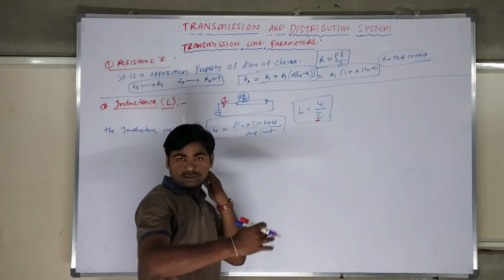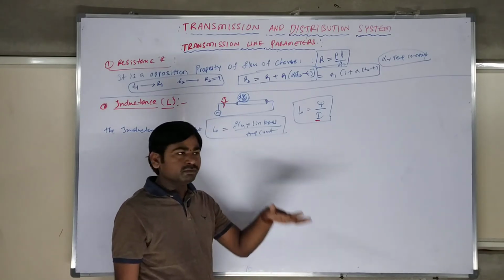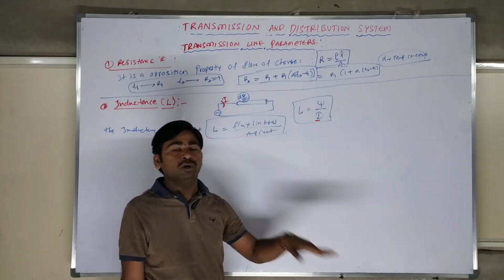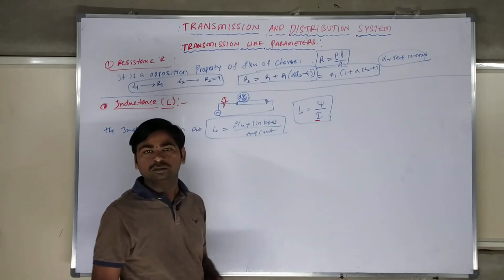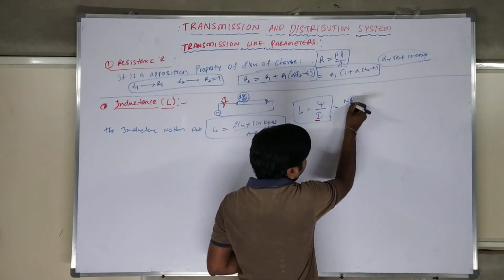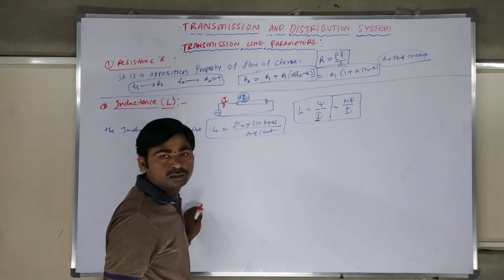Because how much flux will link with the conductor when an ampere of current flows? It means when you provide current, how much flux linkage will take place? Flux linkages per unit of current, that is nothing but inductance. So the formula is psi equal to N phi, and L is equal to psi by I. That is very clear. I hope you understand this.